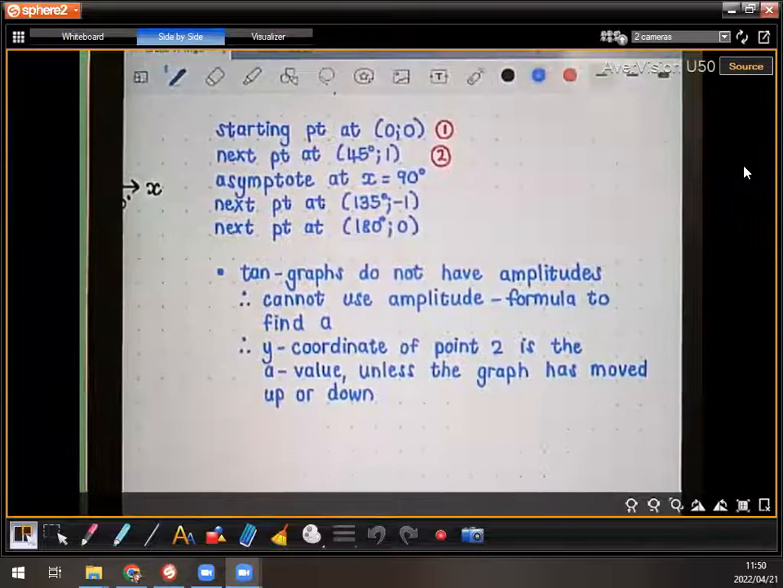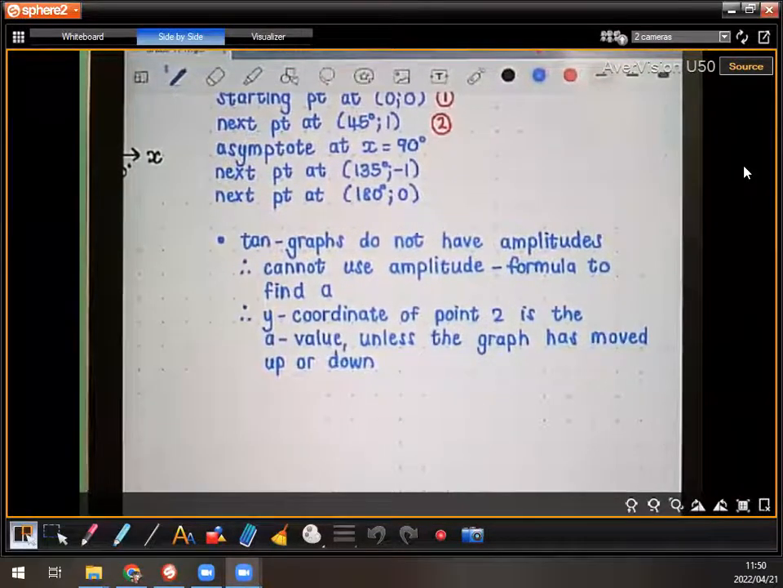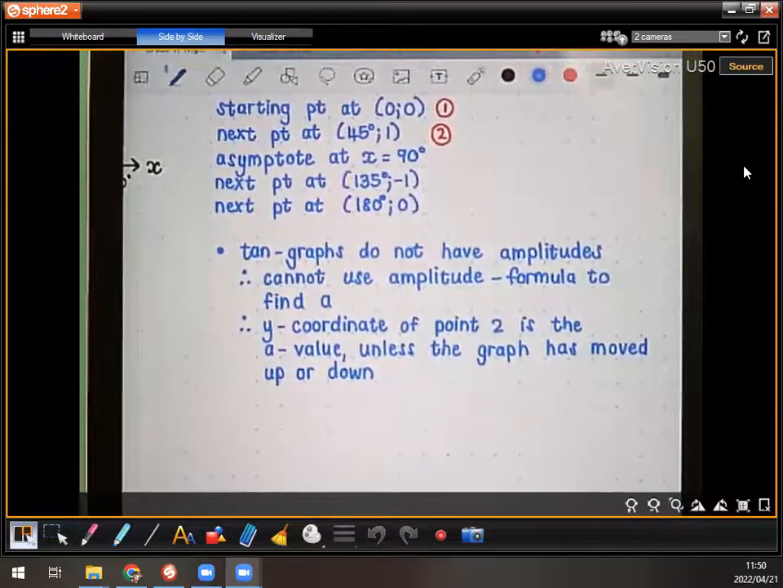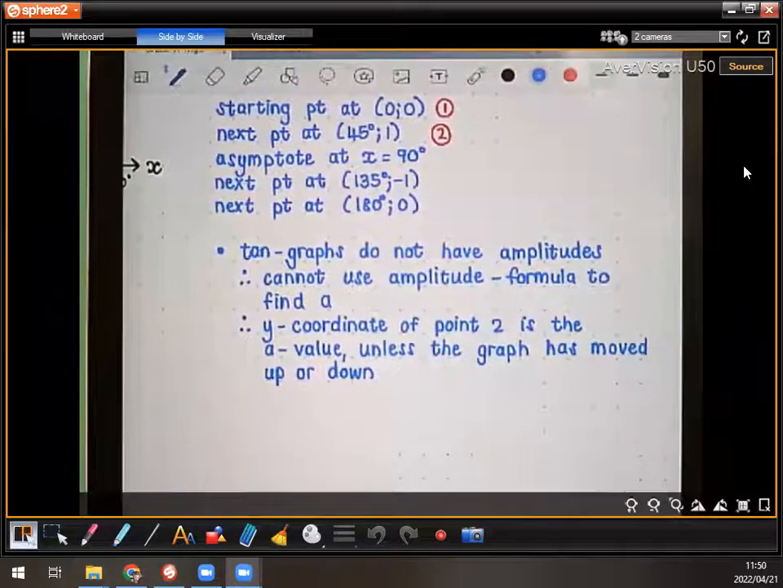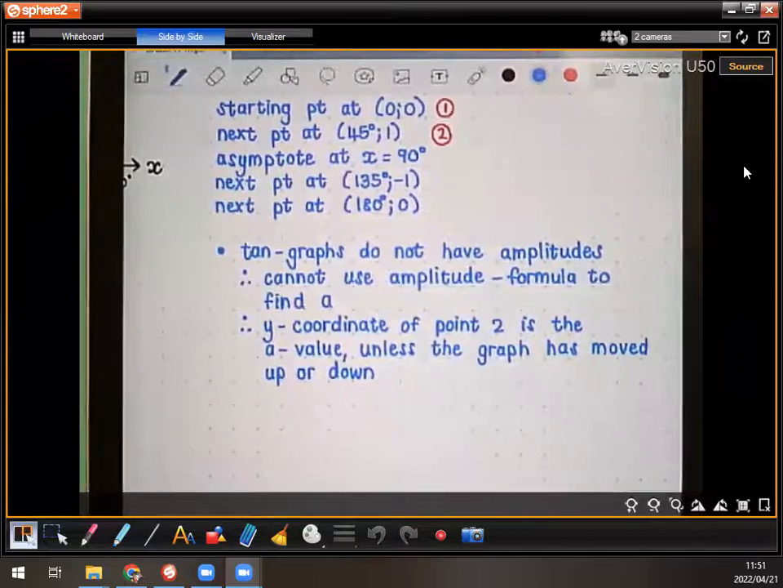Unless the graph has moved up or down. It's not very complicated, but when you do examples, it's not actually that bad. Just need to write down there a little example. And guys, if your graph moves up or down, right?